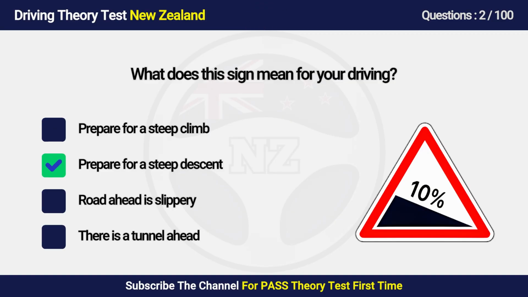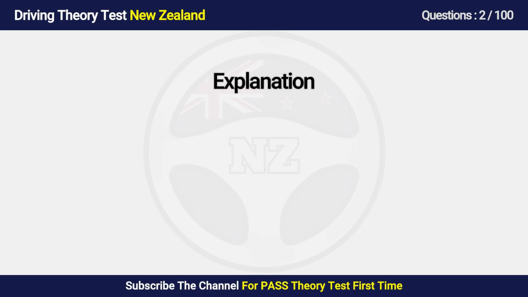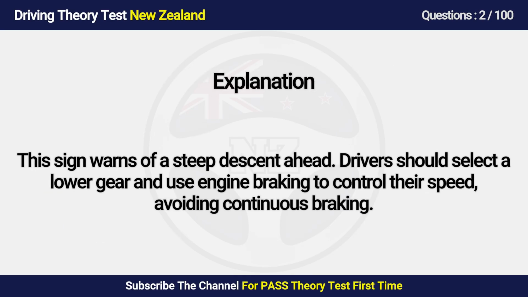Answer is B. Prepare for a steep descent. This sign warns of a steep descent ahead. Drivers should select a lower gear and use engine braking to control their speed, avoiding continuous braking.